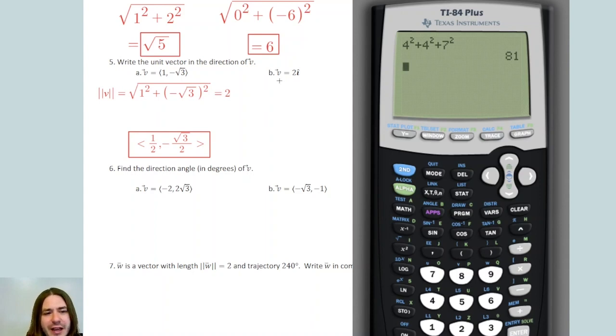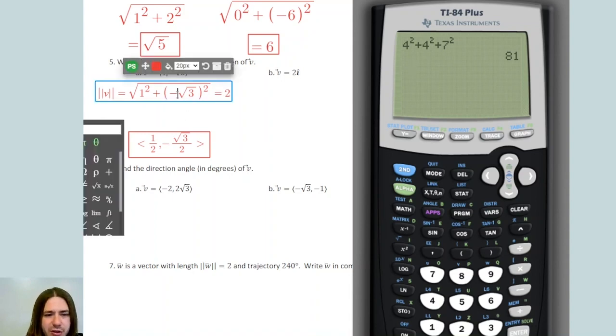Okay, let's take a look at B. We're trying to find a unit vector in the direction of v. Now, if you notice that this is just 2 units in the horizontal direction, so it's like going along the positive x-axis, you could probably find the unit vector without doing all this work. It's just going to be 1i, but let's go through the process just in case you don't quite catch that.